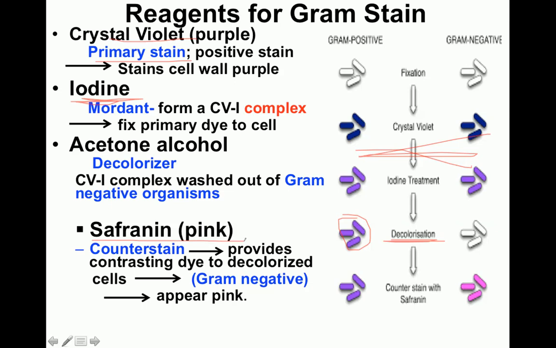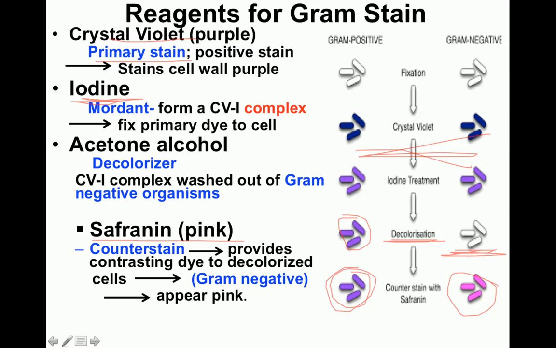It is the counter stain, and this counter stain is going to color these gram-negative bacteria pink, because now they have lost their dye. There is no dye present, so they are going to pick up the safranine dye and hence become pink in color. Whereas the gram-positive bacteria remain purple in color. They are not affected by the counter stain.